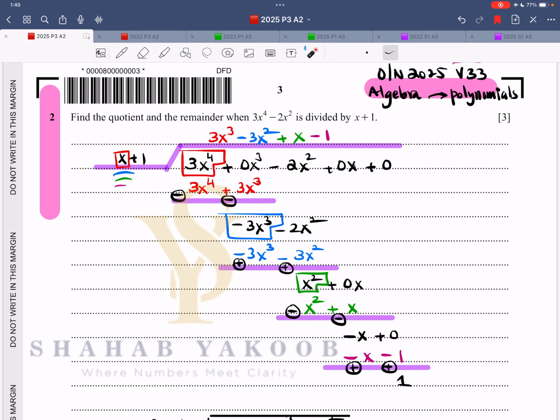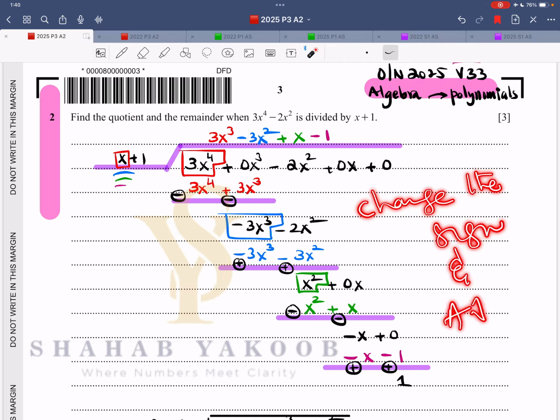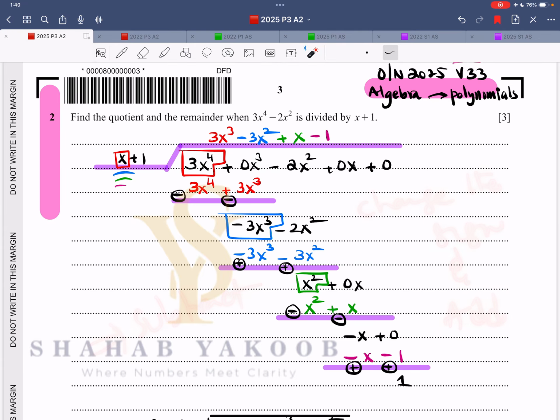So now take 3x power 4 divided by x, that is 3x cube. 3x cube into x, 3x cube into 1, you write it down. You change the sign and add. So now when I use the phrase change the sign and add, it means what? It means subtract. So that is how we do it. This cancels out. This is negative 3x cube. Pull one other term down. That is this thing over here. Apply the same process. Negative 3x cube over x, that is negative 3x square.